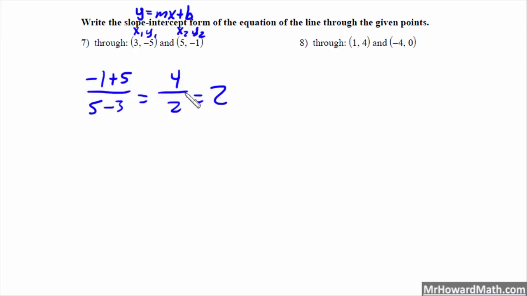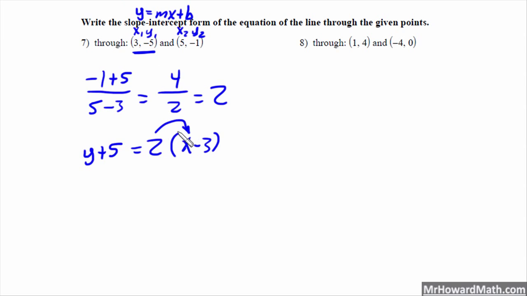Okay, if my slope is 2, I can take either point here. I'll choose this one and write it in point slope. So that would be y plus 5, always opposite signs here, equals slope 2 times the quantity x subtract 3. Opposite signs always with point slope. Y equals mx plus b, just y by itself.